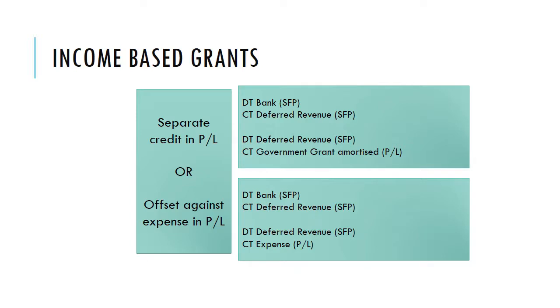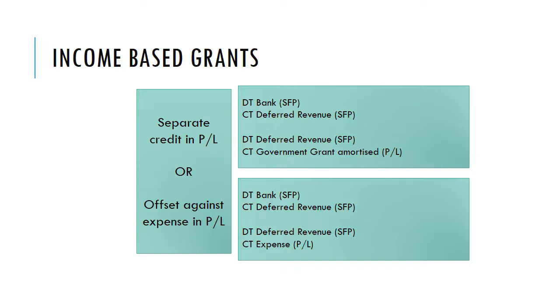So what are our two methods under the income-based grant for presentation? You can either have a separate credit in profit and loss. In other words, you have a separate income in profit and loss. Or you can decide to offset the grant against the expense in profit and loss. In other words, you just reduce the expense with the grant.